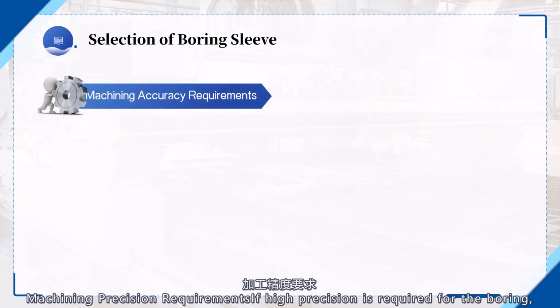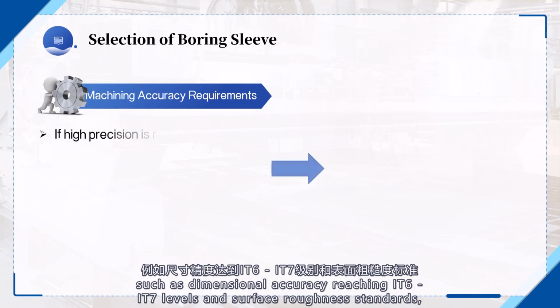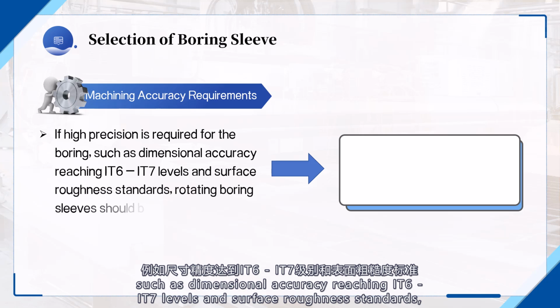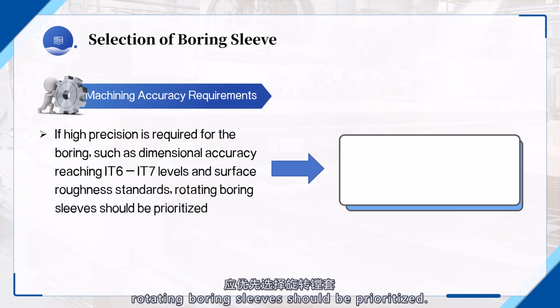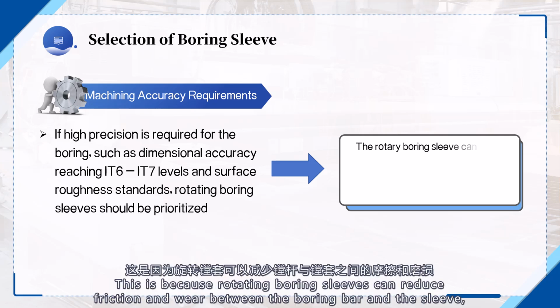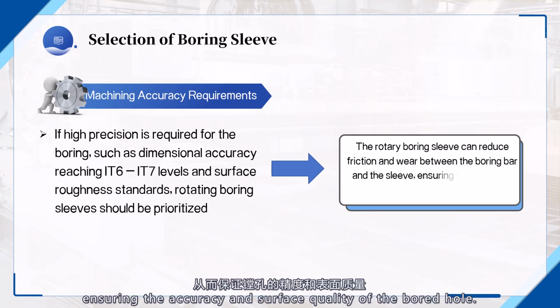Machining precision requirements. If high precision is required for the boring, such as dimensional accuracy reaching IT6, IT7 levels, and surface roughness standards, rotating boring sleeves should be prioritized. This is because rotating boring sleeves can reduce friction and wear between the boring bar and the sleeve, ensuring the accuracy and surface quality of the bored hole.